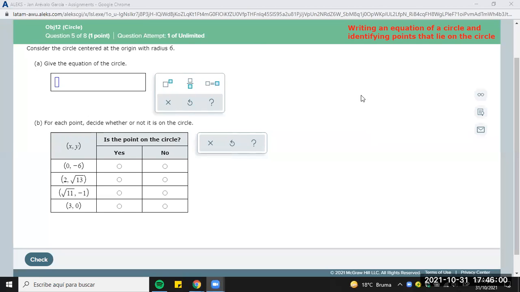Hello guys, look at this one called writing an equation of a circle and identifying points that lie on the circle. This is my favorite one from this week.